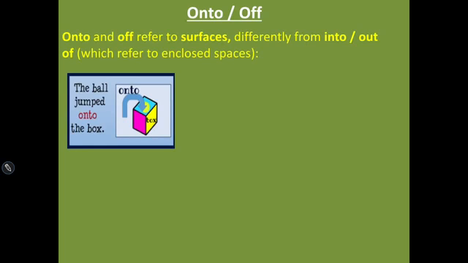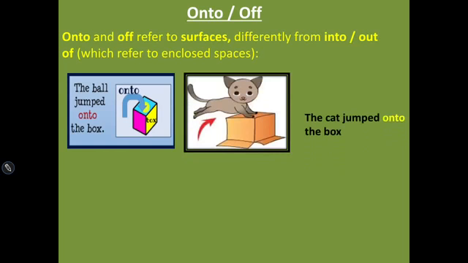You can see in the picture, here the box is closed and it has a top. And when the ball jumped on the box, this movement is called onto, because it's not going inside the box, it's touching the surface. So we can say onto. We have one more example.